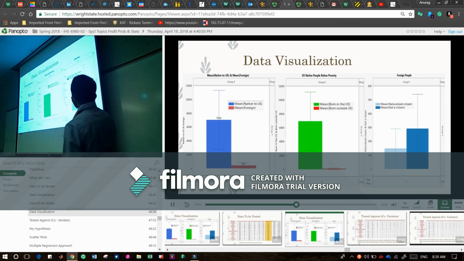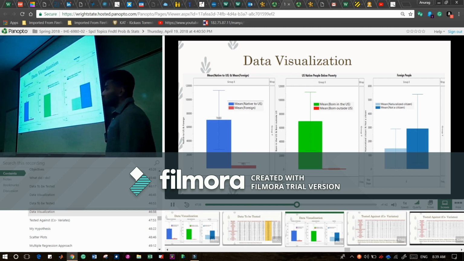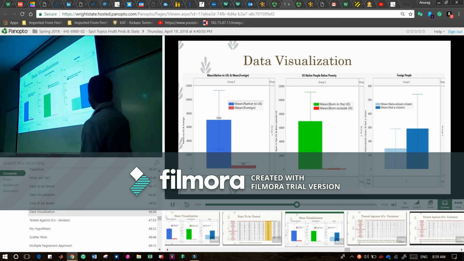And from foreign people, I split into two categories, that is naturalized citizen and not a citizen. The naturalized citizens are ones who came to US and became a citizen, and not a citizen is one like all of us. So basically it shows that the ones who have become naturalized citizens are more financially stable, and not citizens struggle and come up later on.